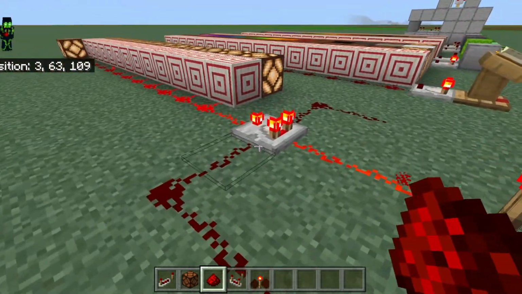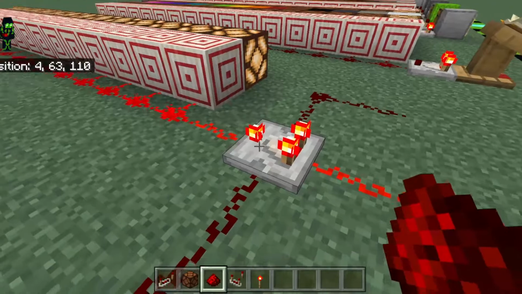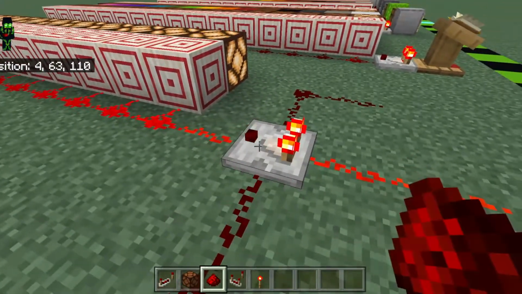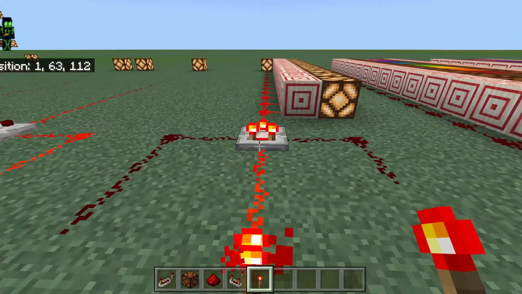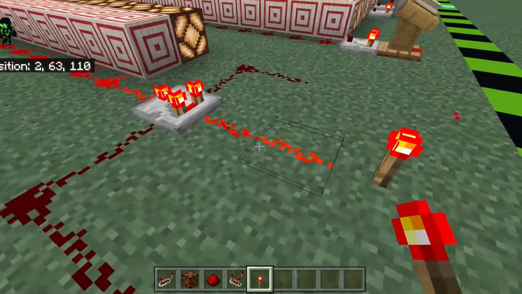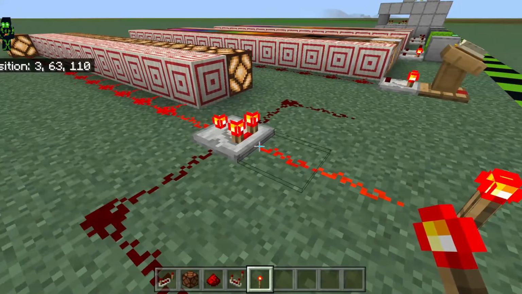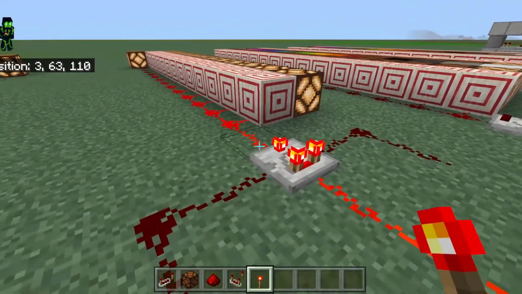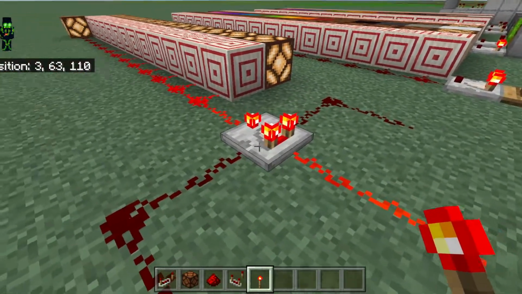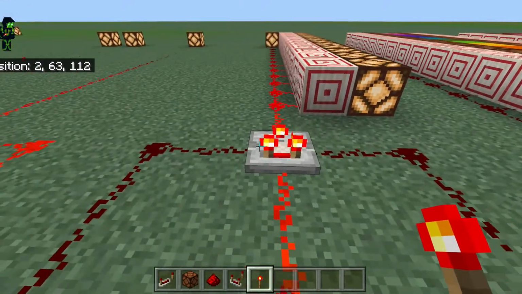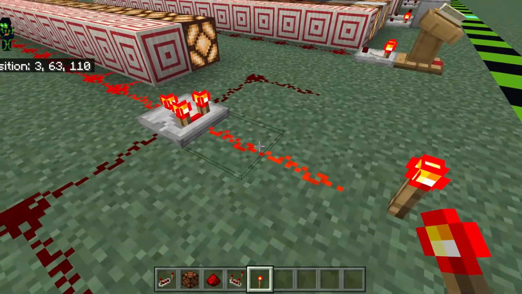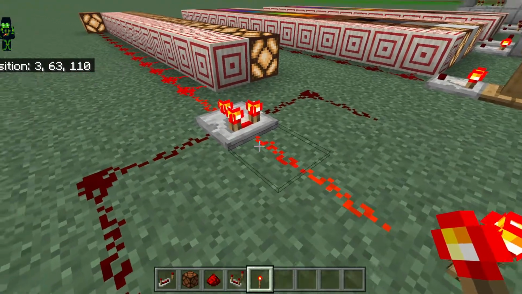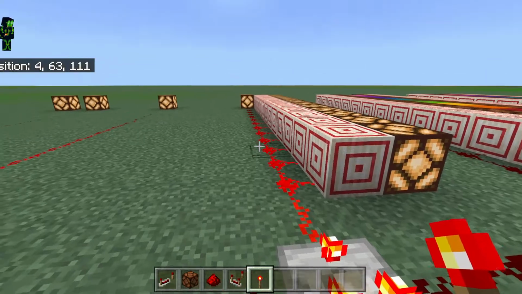Now, if you right click a comparator, it'll turn the single torch on, and that puts the comparator in subtraction mode. And what this does is it takes the rear input and outputs the difference of that input and the stronger of the two side inputs that it's receiving. So here we have an input of 14. So it has an output of 14.